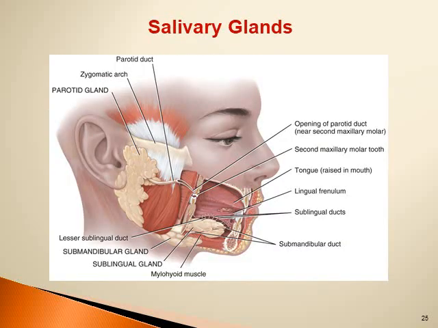Starting with the salivary glands, we have major salivary glands and we have minor salivary glands. The major salivary glands are a pair of parotid glands, a pair of sublingual glands, and a pair of submandibular glands, as you studied in the anatomy lectures. We have some minor salivary glands that I will mention in the coming slides.